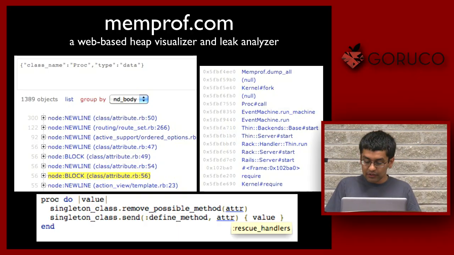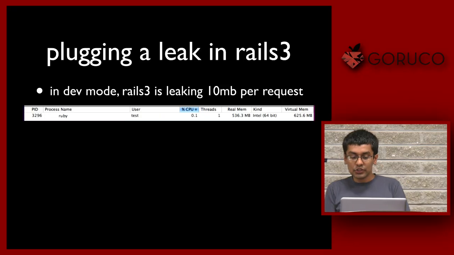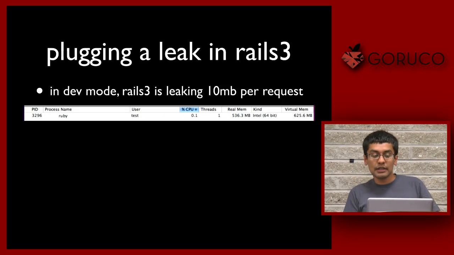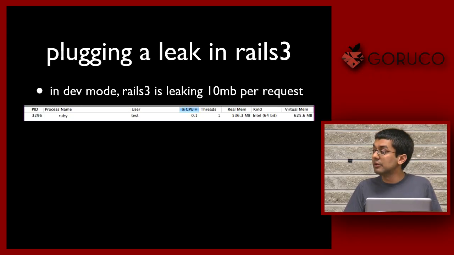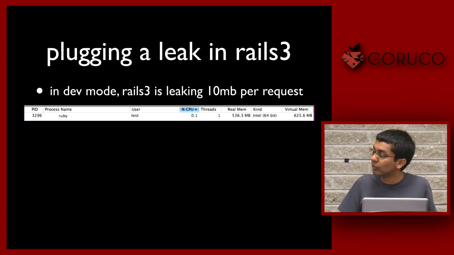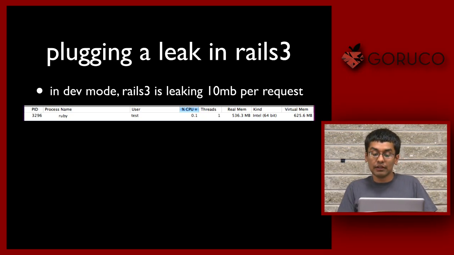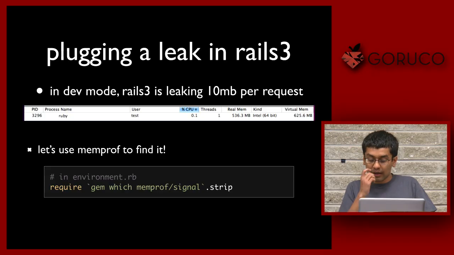So that's pretty useful for debugging. So basically, I'm going to try to show off how I would use this to debug something. We're using Rails 3 in production and have been for a while. It's actually worked out pretty well. But one of the things we noticed pretty fast was that in dev mode, it was leaking pretty heavily.